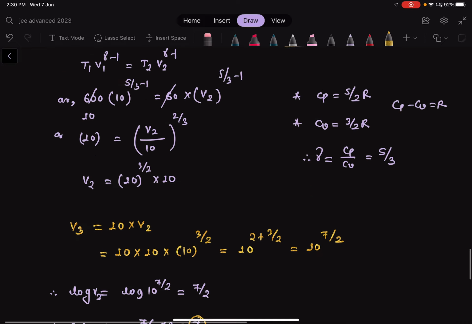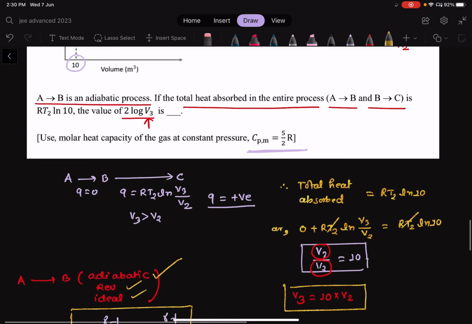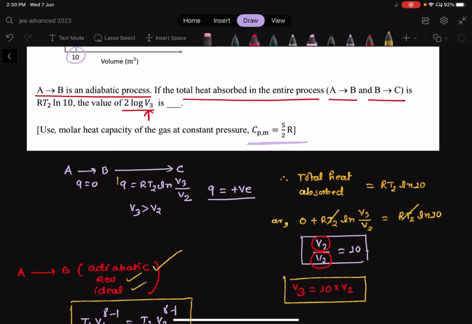So the crucial formula that we have utilized here is this one. It will be applicable if it is adiabatic, reversible, and an ideal gas is involved. And one more formula that we have utilized is here. This formula will be applicable if it is reversible, isothermal, and ideal. So these two formulas, and apart from that, a little bit of practice can solve this question. Thank you.